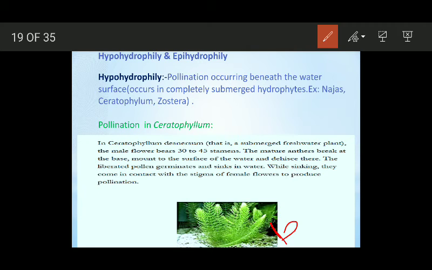It breaks here, moves to the surface of water, then it dehisces there, releasing the pollen grains. These pollen grains start germinating and they start sinking. While sinking, they come in contact with the stigma of the female flower. For example, this is the female flower present on another plant. While sinking, they come in contact with the stigma of the female flower and this causes pollination.